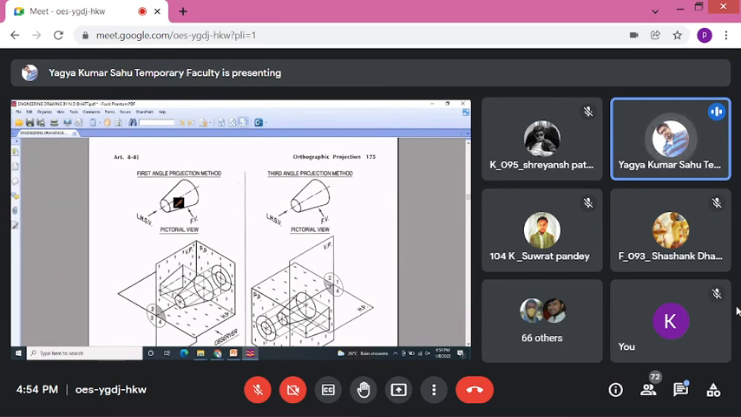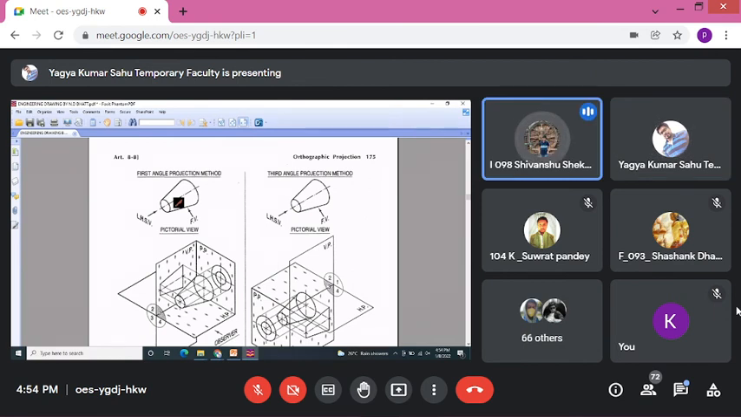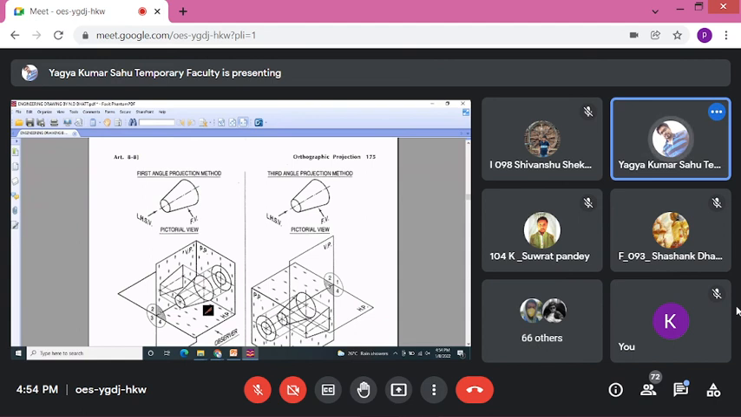Now tell me, what about the front view and top view of this particular object? Front view and top view are like a frustum, the frustum of a cone. So you'll get a trapezium in front view and top view. Is it in both? Yes.